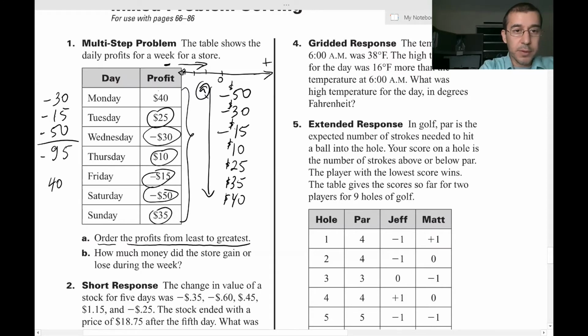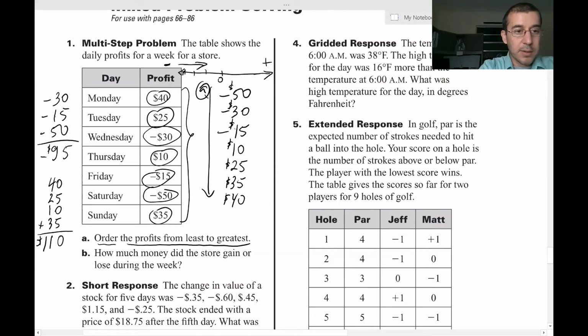We have 40. We have 25. We have 10. And we have 35. So we have 5 plus 5 is 10, 0 and 1. 4 and 2, 6, and 1, 7, and 3, 10, and 1, 11. So 110, $110 profit and $95 lost.